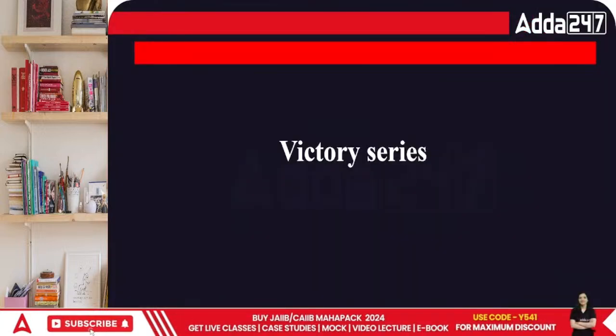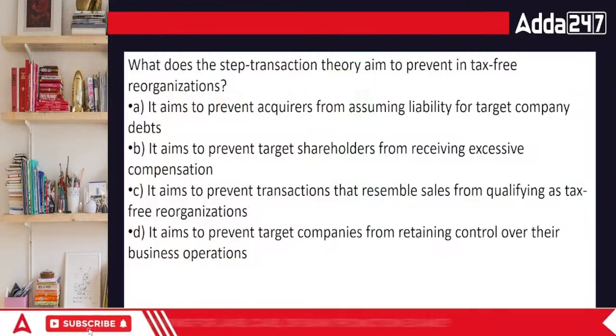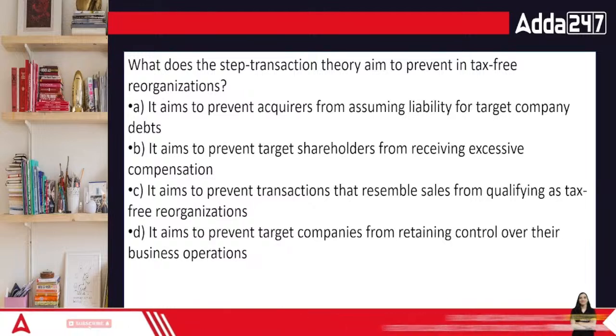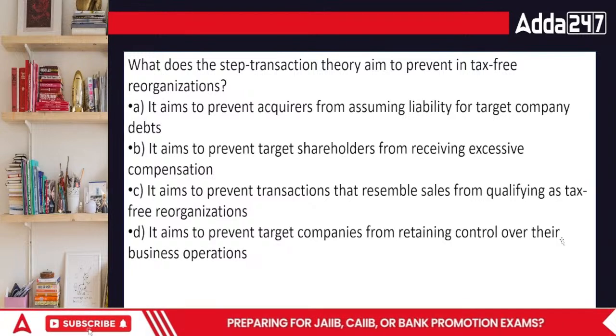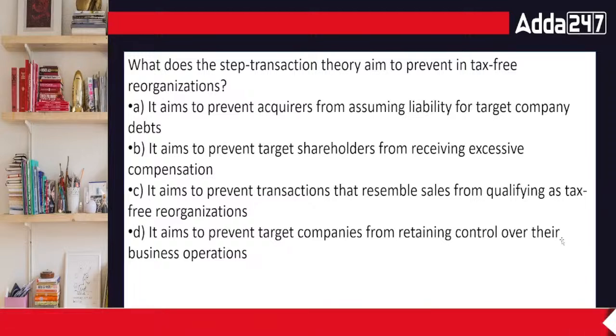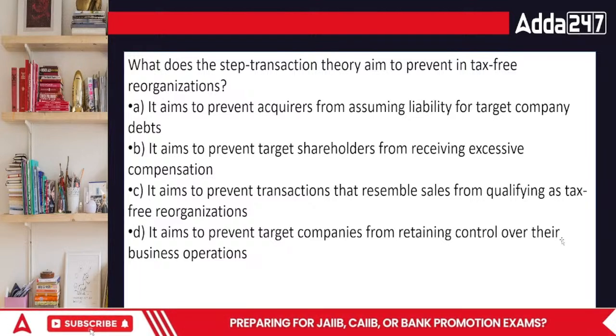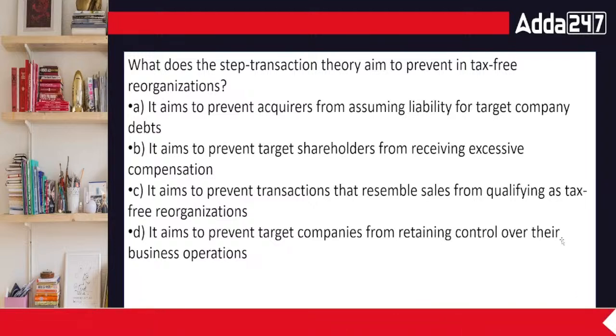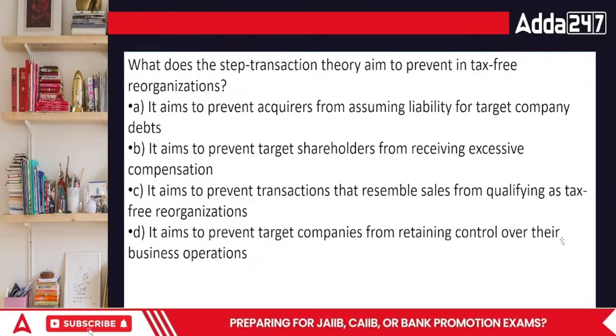We are looking at the victory series. In the victory series, what's the first thing? Acha, this is related to the area of tax-free reorganizations. What does the step transaction theory aim to prevent in a tax-free reorganization? It aims to prevent acquirers from assuming the liability for target company debts. It aims to prevent the target shareholders from receiving excessive compensation. It aims to prevent transactions that resemble sales from qualifying as tax-free reorganizations, or it aims to prevent target companies from retaining control over the business operations.